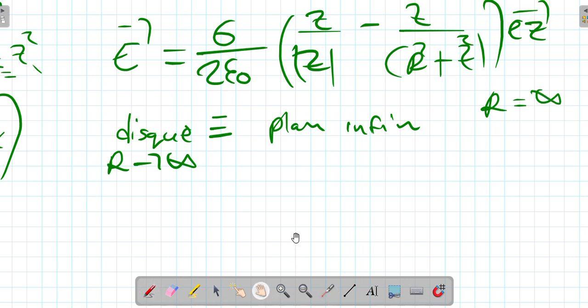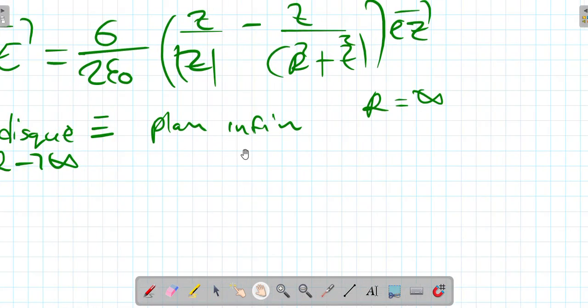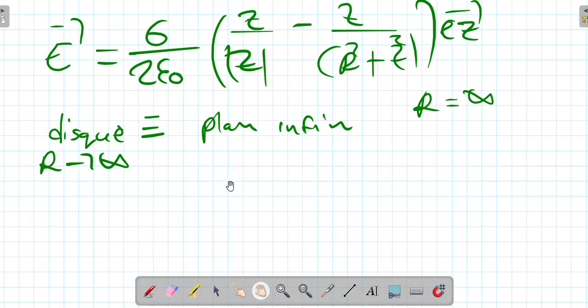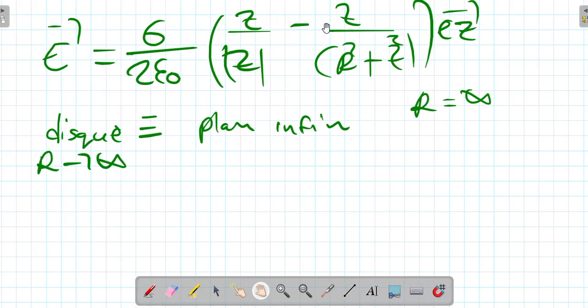So now, this is for a disk. Then we said at the beginning the disk is equivalent to, or the infinite plane is equivalent to what? The disk with radius that approaches infinity. Now they can ask you even in your schools to deduce, from the answer you found for a disk, the electric field created by an infinite plane.